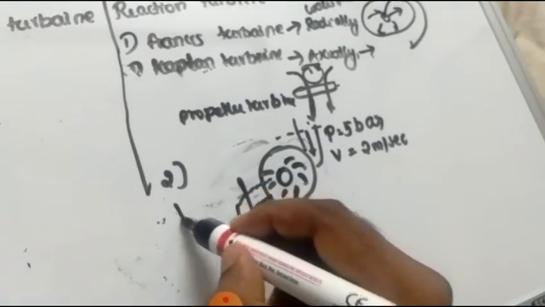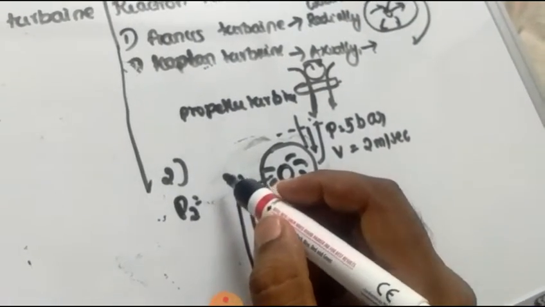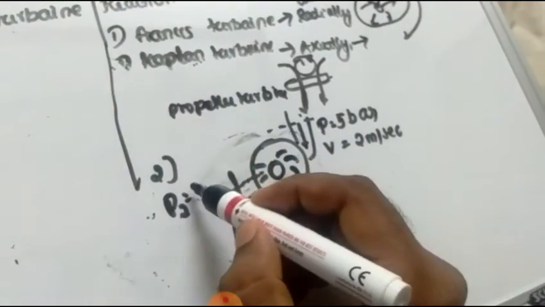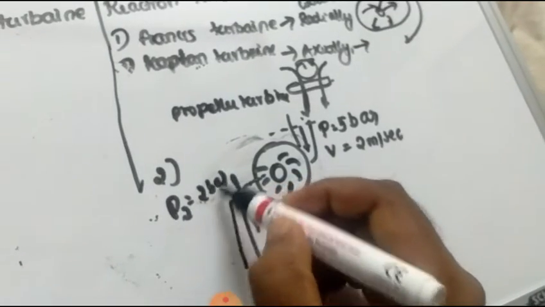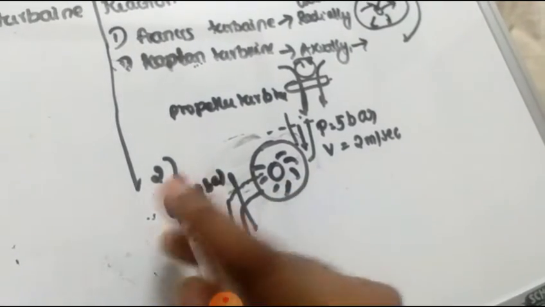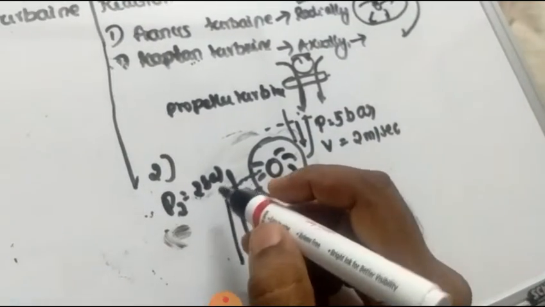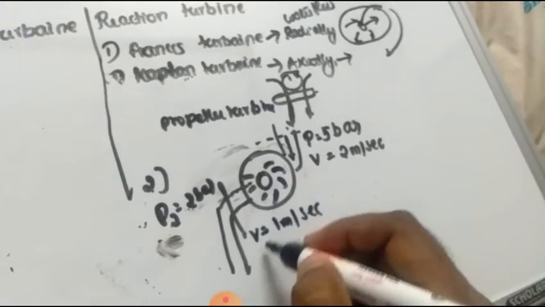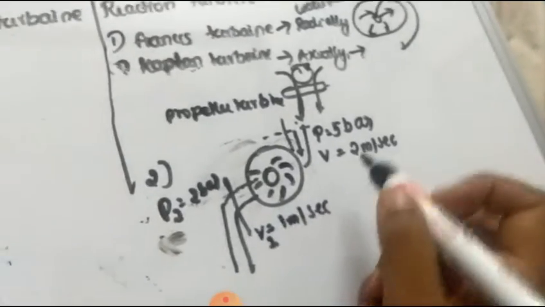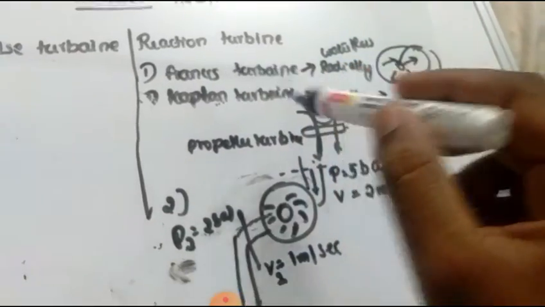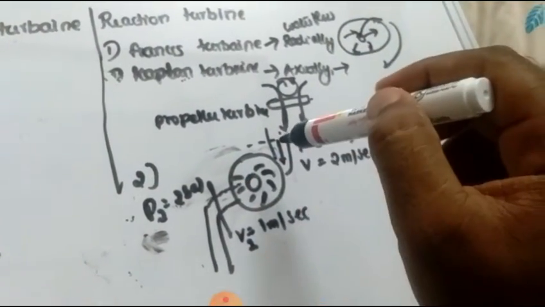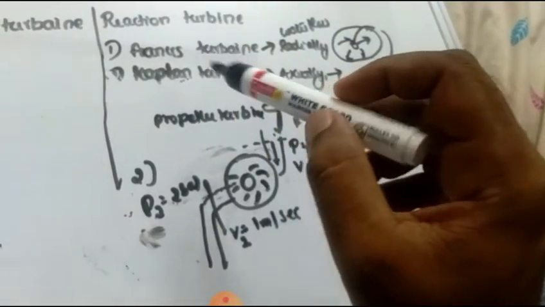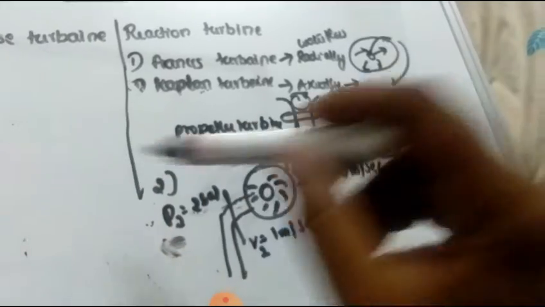Outlet. If you consider the outlet section here, P2, since this component is already inbuilt inside the pipeline, is 2 bar, for example, and the velocity depends upon the cross section area. So V is equal to 1 meter per second. It is reduced actually, depending on the cross section. The main feature of the reaction turbine is that between inlet and outlet we get a pressure difference, and a velocity difference also.